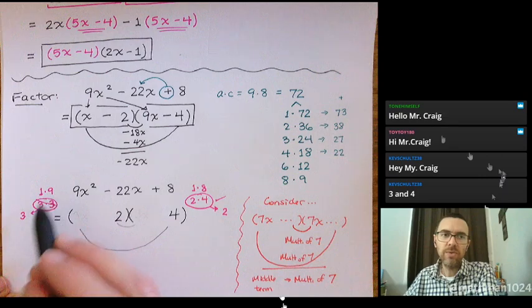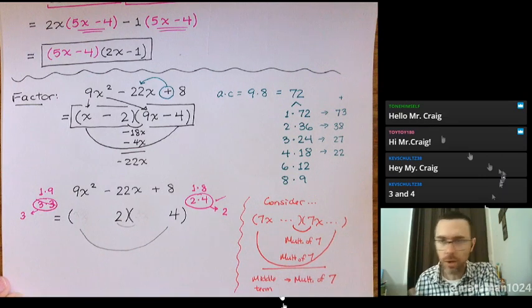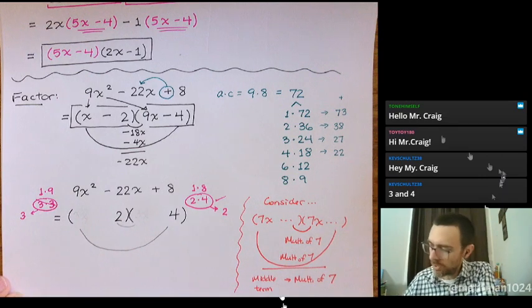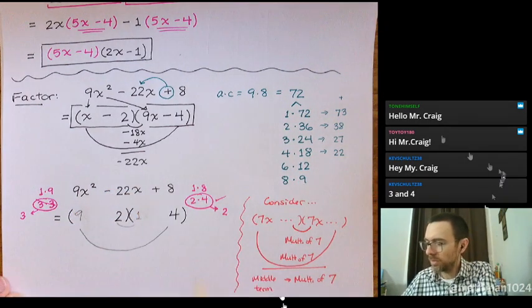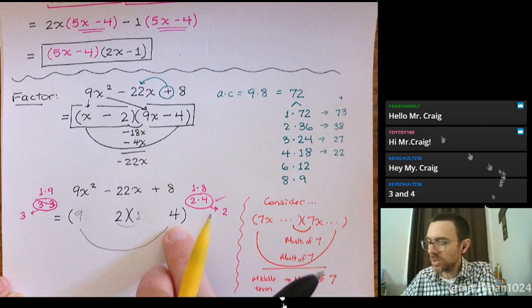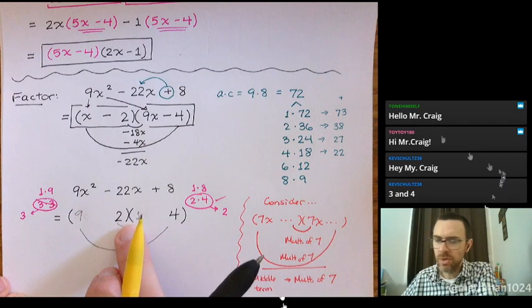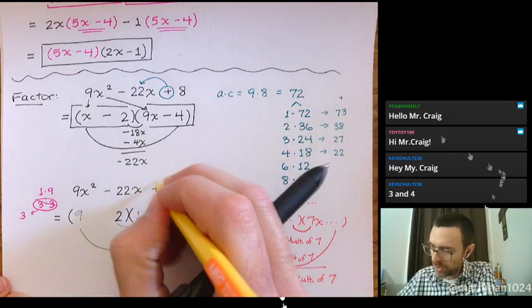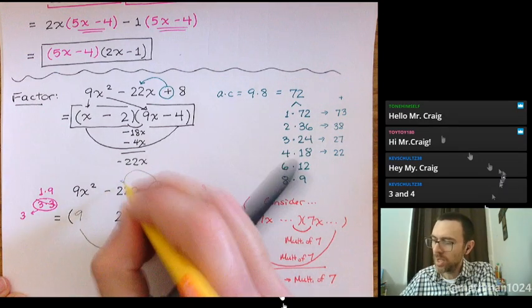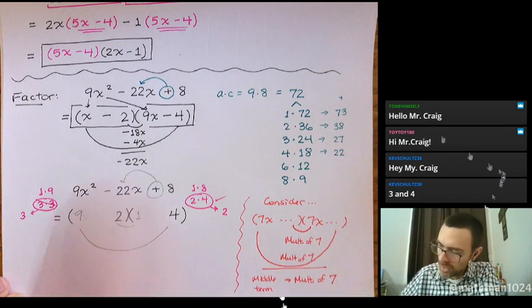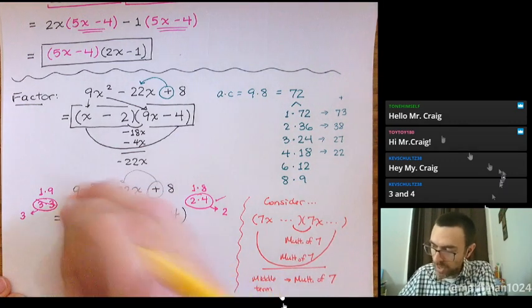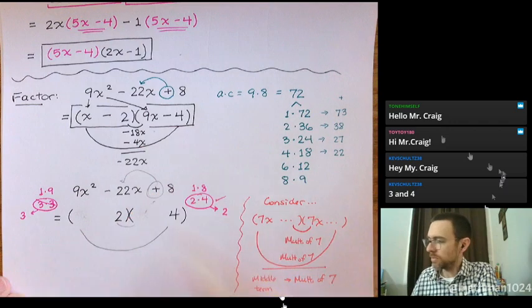So if you were playing around with these numbers and you just didn't know, and you said, oh, okay, I'm going to do 9 here and 1 here. 9 times 4 is 36. 2 times 1 is 2. Remember, you're trying to add to get 22. 36 and 2 don't add to 22. Now, we already know that's not going to be the right answer because we already know the correct answer.